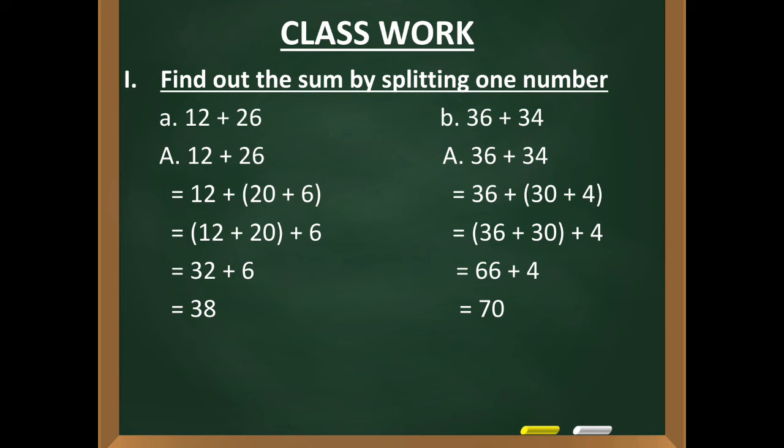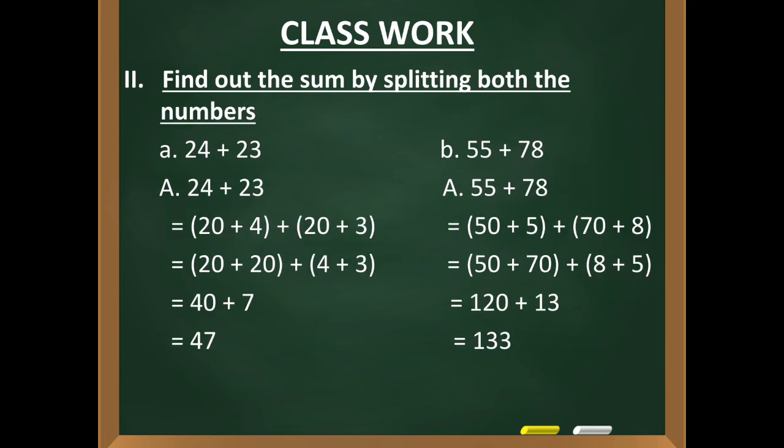First number take as it is, then split the second number first into tens, then the remaining one, then group it, that is 36 plus 30, then remaining number, that is 4. 36 plus 30 is equal to 66 plus 4, 66 plus 4 is 70.